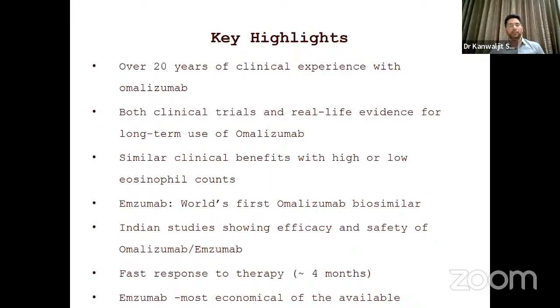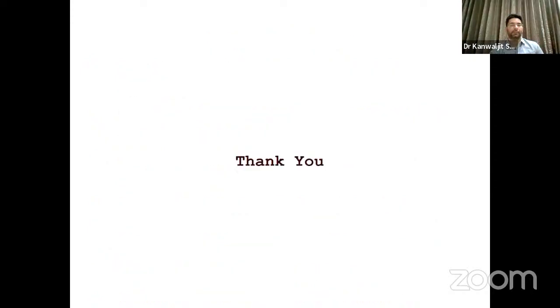So what are the key highlights for Emzumab? Over 20 years of clinical experience with omalizumab, both clinical trials and real-life evidence for long-term use. Similar clinical benefit with high or low eosinophil counts. Emzumab is the world's first omalizumab biosimilar, and Indian studies have shown efficacy and safety of omalizumab or Emzumab. It has a faster response to therapy, approximately around 4 months to show its effect. And Emzumab is the most economical of the available biological therapies. Thank you so much.